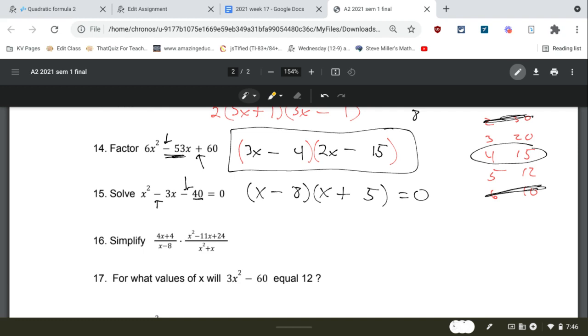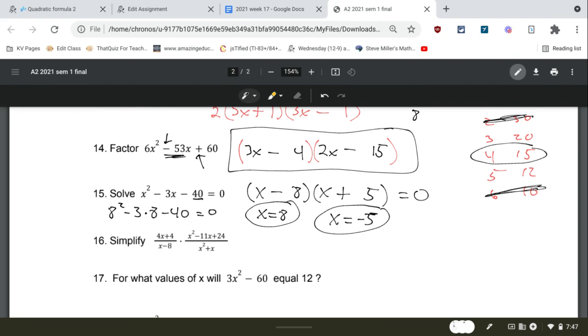All right, so if x minus 8 is the factor, then 8 is my solution. And if x plus 5 is a factor, negative 5 is my solution. Don't forget, you can always plug those values back in for x in the original equation just to make sure that it gives you 0. So if you do 8 squared minus 3 times 8 minus 40, you'll see that that gives you 0.